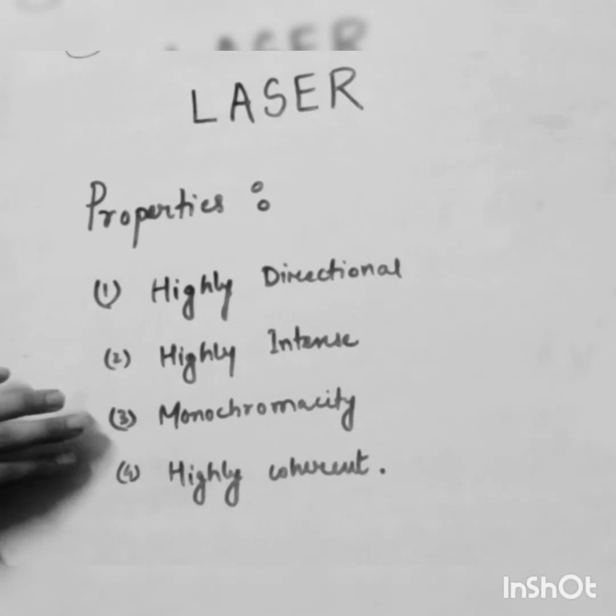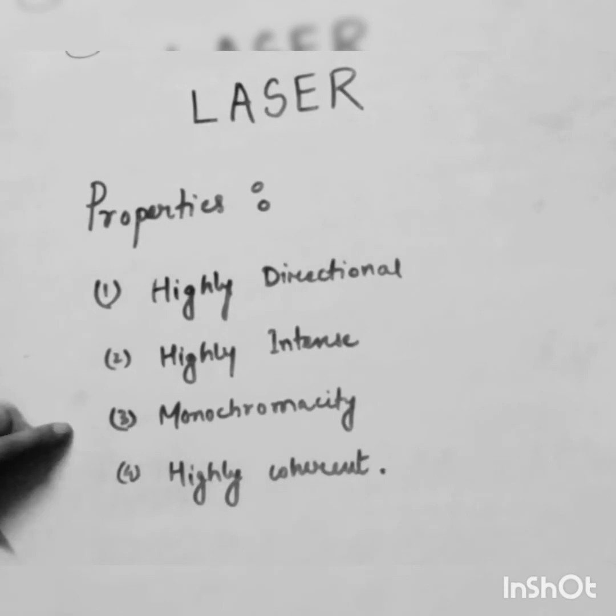Lasers are highly monochromatic. Monochromacity means it consists of a single wavelength, or you can say it consists of one color of light, which is not seen in normal ordinary light sources. It is only seen in case of lasers.